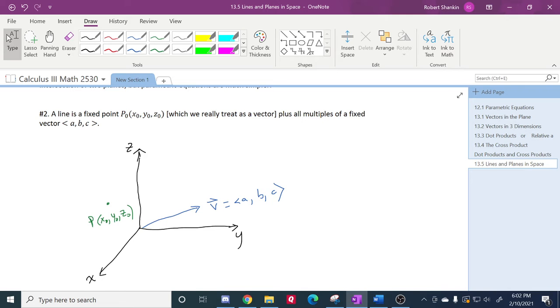So for instance, here's the point P, which has these 3 coordinates. Those are constants. Here is a fixed vector, ABC. Now, the line we're going to define is this point plus all multiples of this vector. Now, if we make the multiplier of the vector 1, then we're just simply moving this vector over to here.